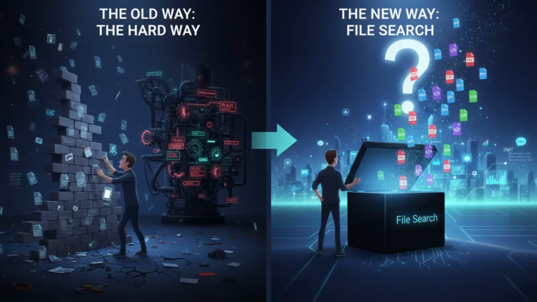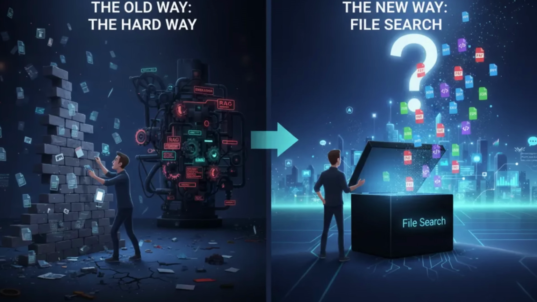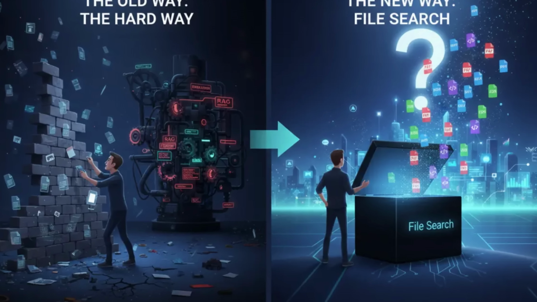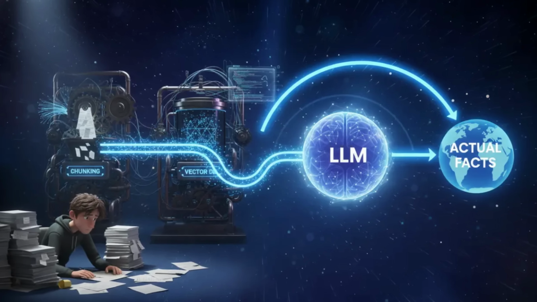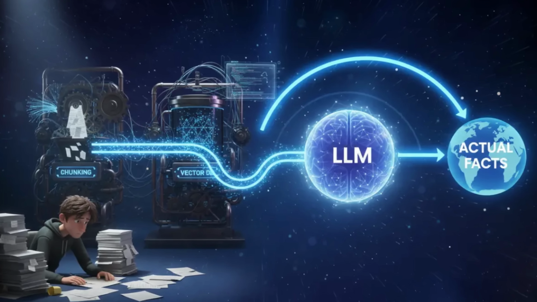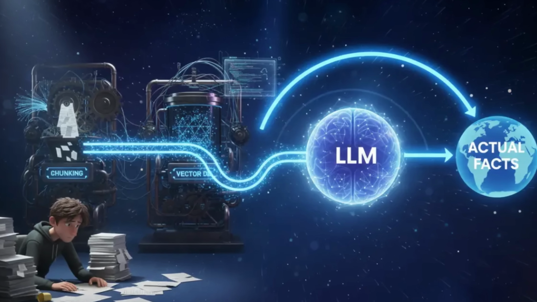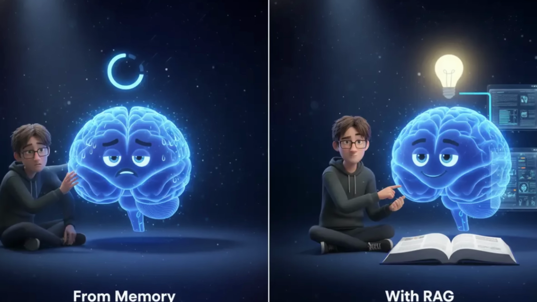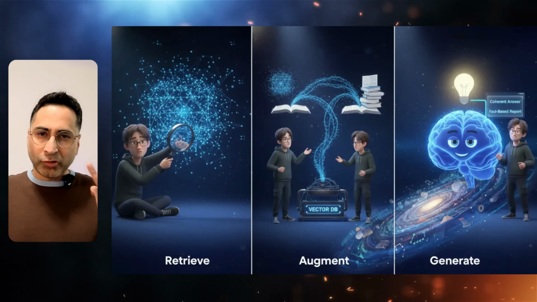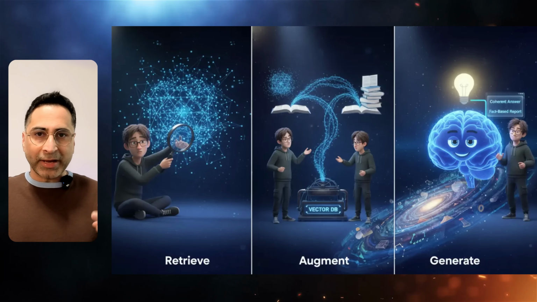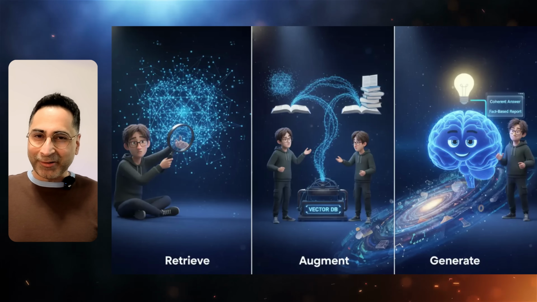To really appreciate how big a deal file search is, you have to understand the old way, which is the hard way. The core idea of RAG is simple. It connects an LLM to an external knowledge source, grounding its responses in actual facts. Think of it like giving the AI an open book test instead of making it answer from memory. The process has 3 steps: retrieve, augment, and generate. It sounds pretty easy, right?